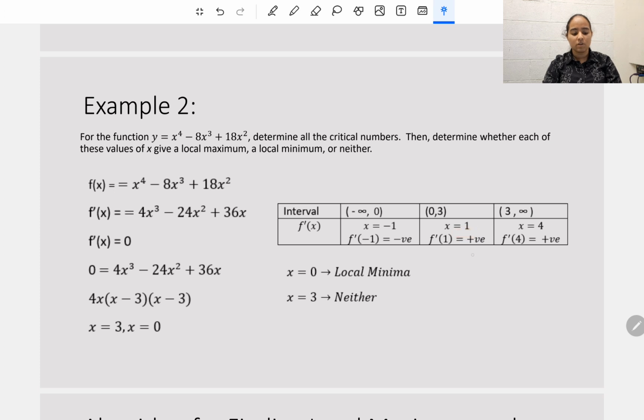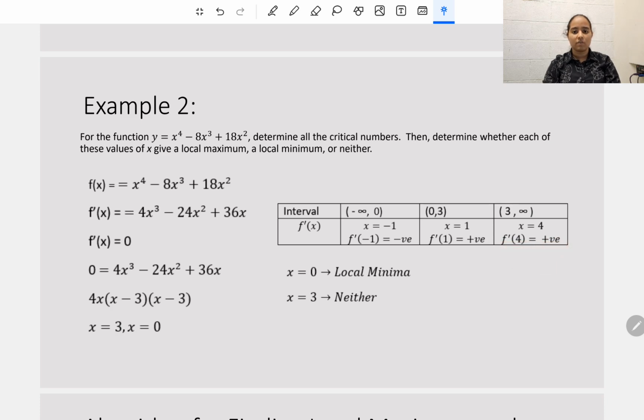For the next interval, we can substitute 1. When we substitute 1 into f prime x, we get a positive number. Therefore, it's increasing. And for the last interval, we can substitute 4. When we substitute 4, we also get a positive number. Therefore, the function is increasing.